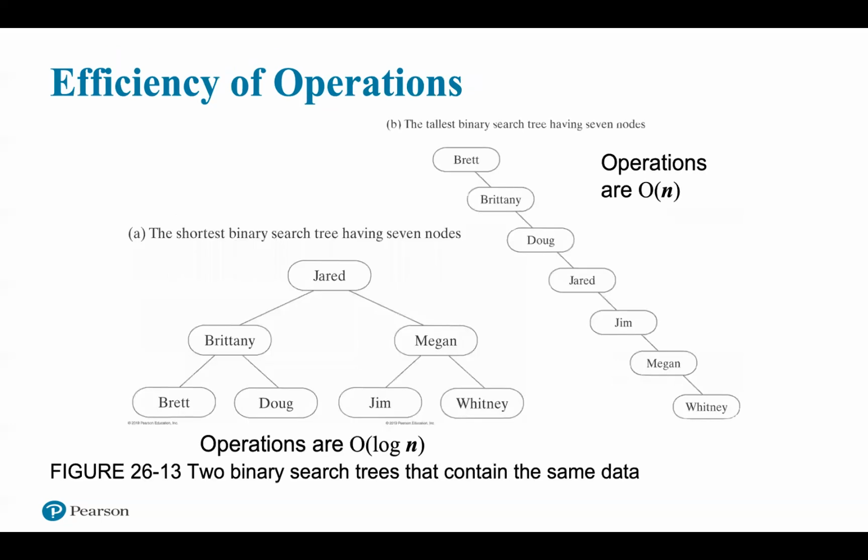Recall that several different binary search trees can contain the same data. Figure 2613 that we're showing here contains 2 such trees. Figure 2613A is the shortest binary search tree that we can form from this data. Figure 2613B is the tallest such tree.